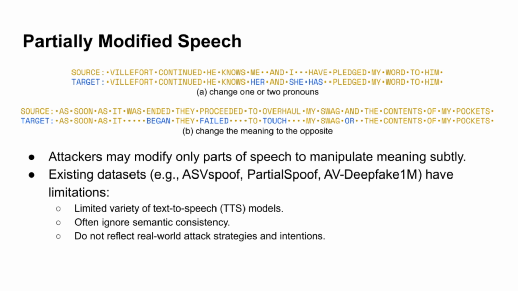Unlike fully generated deepfake speech, attackers can manipulate just a small portion of an audio clip to subtly change its meaning. Existing datasets such as ASVspoof, PartialSpoof, and AV-Deepfake1M have limitations, including a lack of variety in TTS models, ignoring semantic consistency, and failing to reflect real-world attack scenarios. The examples shown here illustrate how minor changes in words or phrases can alter the message entirely.